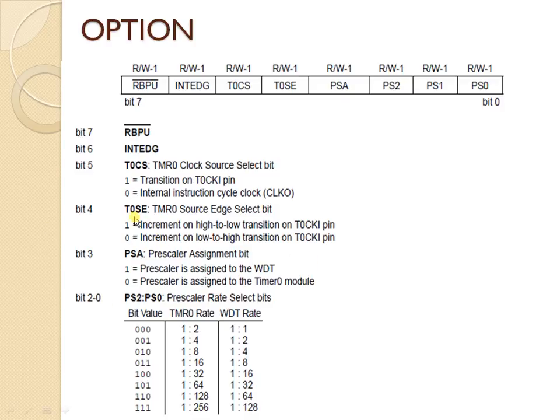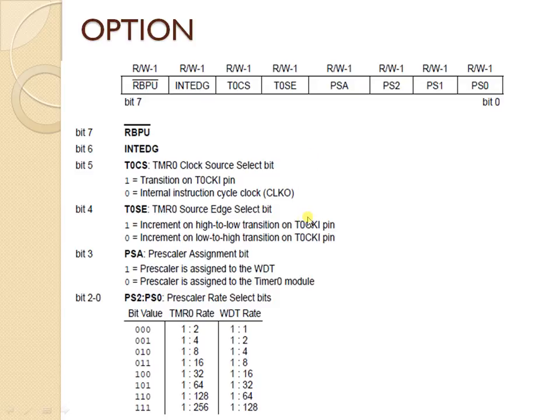Now with the help of this particular bit, that is T0SE, select edge, we can select a particular edge for counting the events. That is high to low. If you are programming it to 1, it means a falling edge on this T0CKI will increment the counter. If you are programming it to 0, then a rising edge on this T0CKI will increment the counter.